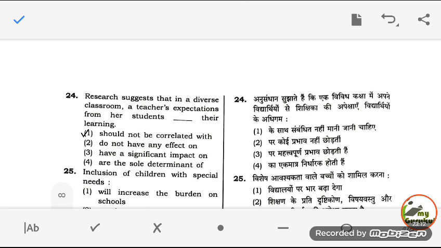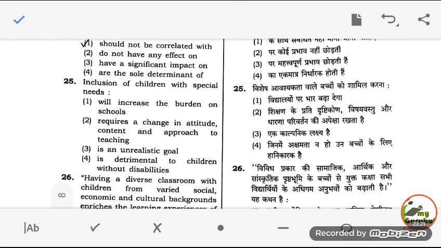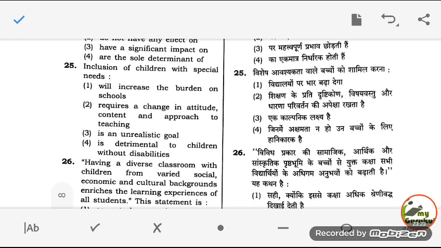And yes, the correct answer here should be option 2, which says "should not be correlated with." And the next is: inclusion of children with special needs will increase the burden on school, require a change in attitude, content and approach to teaching, is an unrealistic goal, or is detrimental to children without disabilities.